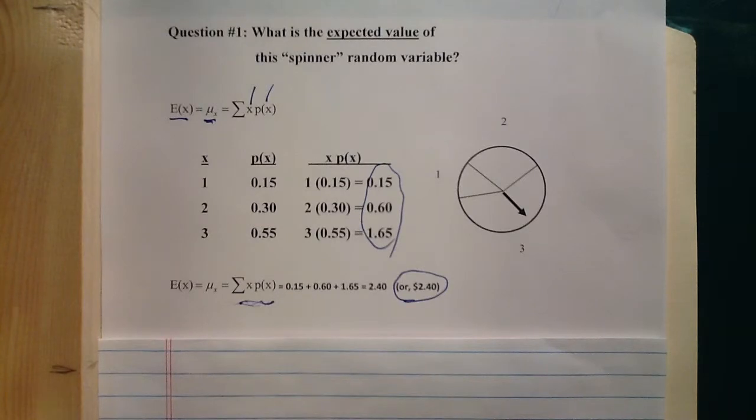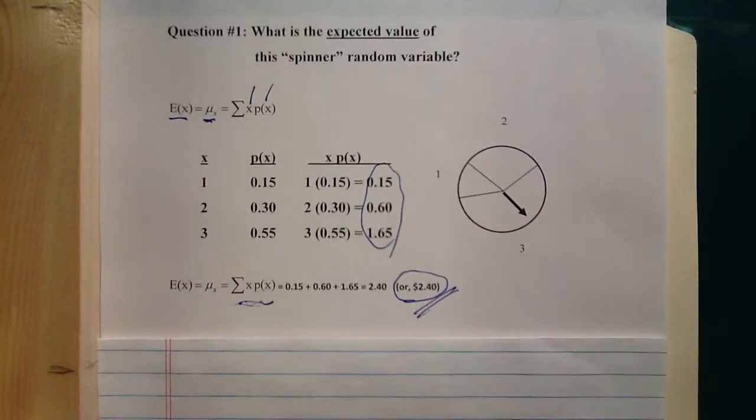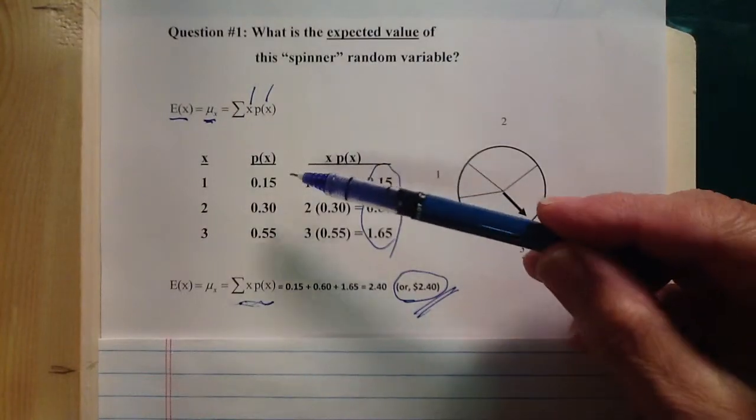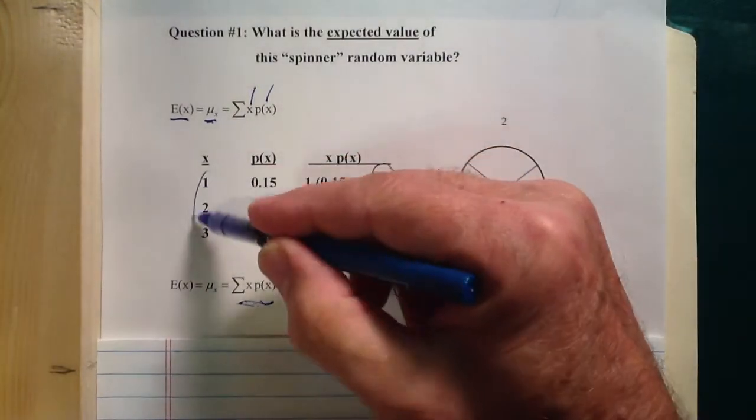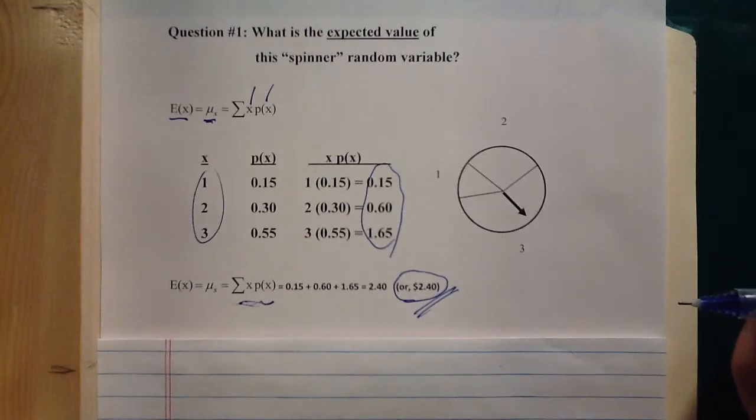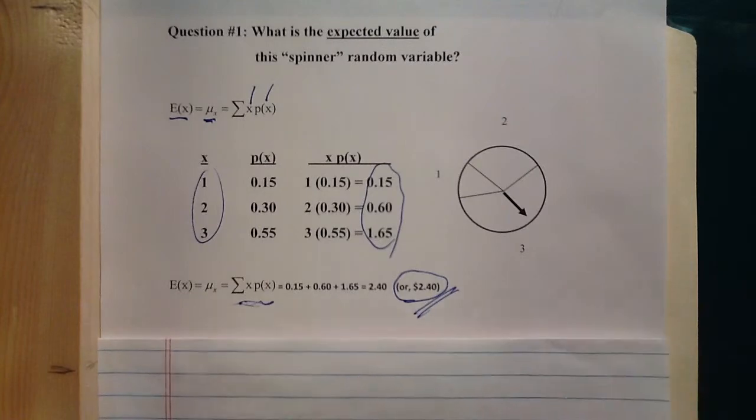if you land on 1, you make $1. If you land on 2, you make $2. If you land on 3, you make $3. So the expected value is $2.40. Now what this means is if you play this game over and over and over, the average value or expected value is $2.40. You notice that we never win $2.40 if we play the game only one time, but the average over a long number of times playing this game is $2.40, and that is called the expected value.